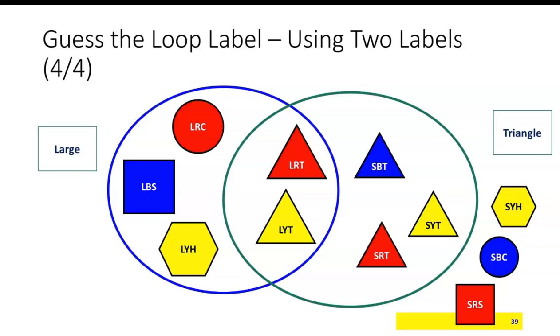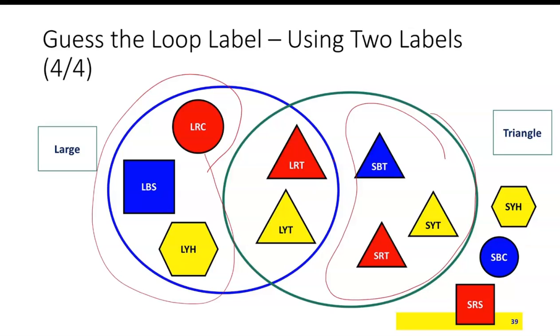So you might end up with something like this if my loops were large and triangle. So you can see that over here are the large shapes. Over here are these would be small shapes, small triangles. In the middle are the large triangles, and then outside would be small shapes that are not triangles.